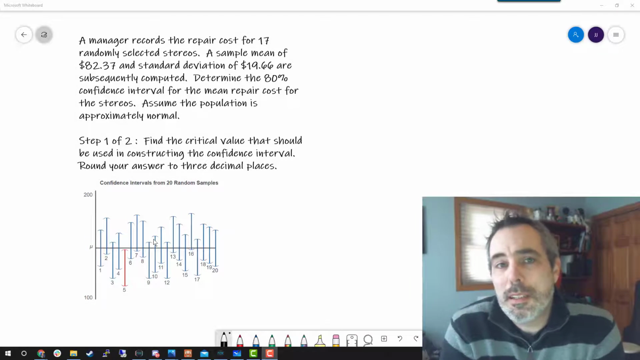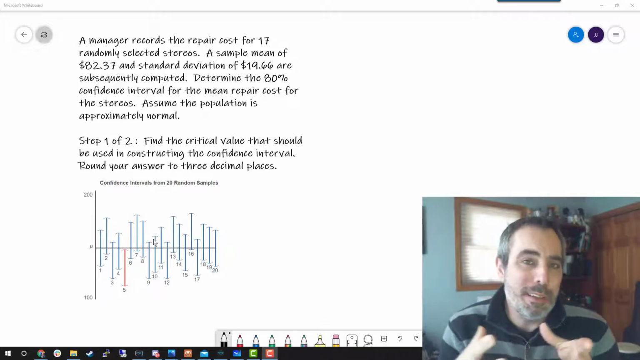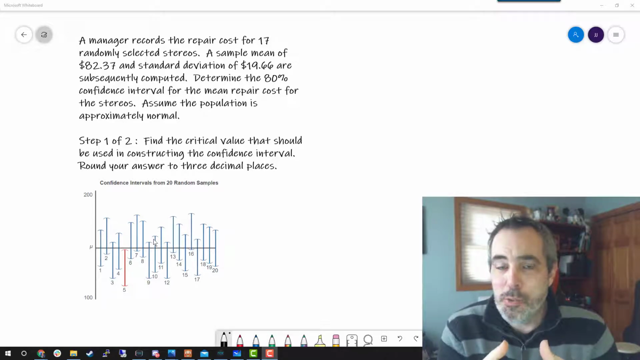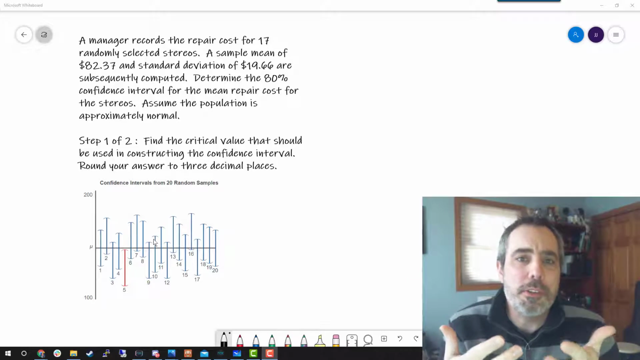Hey everyone, today we're going to talk about confidence intervals. I'm going to start by giving you an example problem, then we'll talk a little bit about what a confidence interval is, as well as the critical values in two situations.